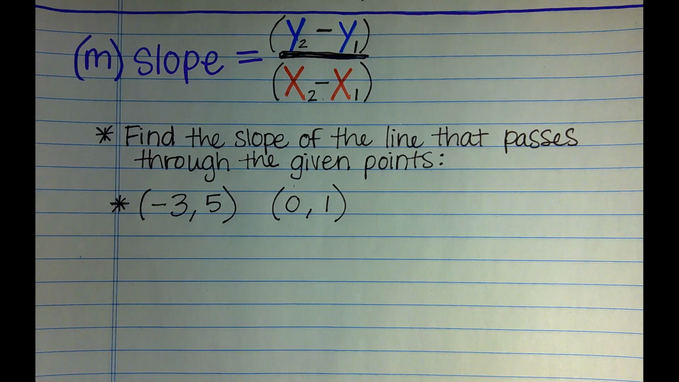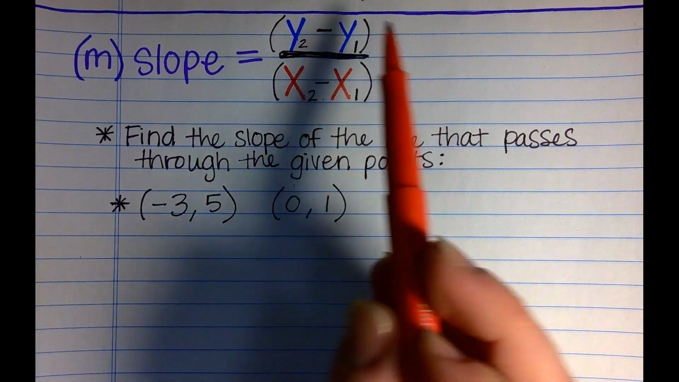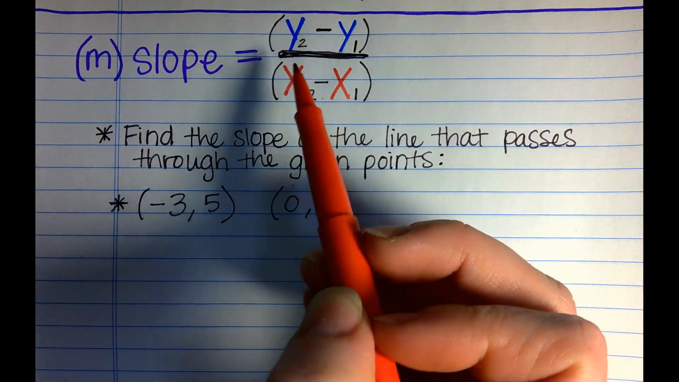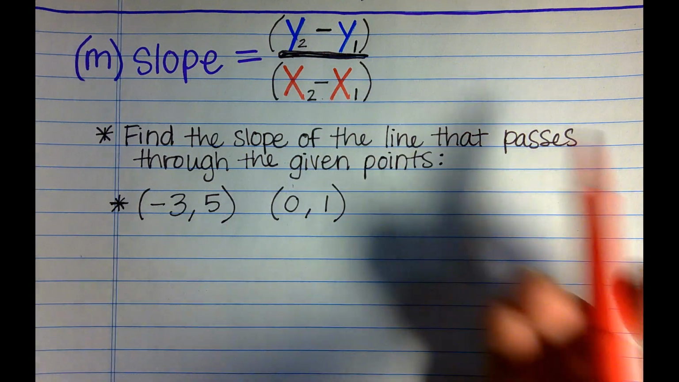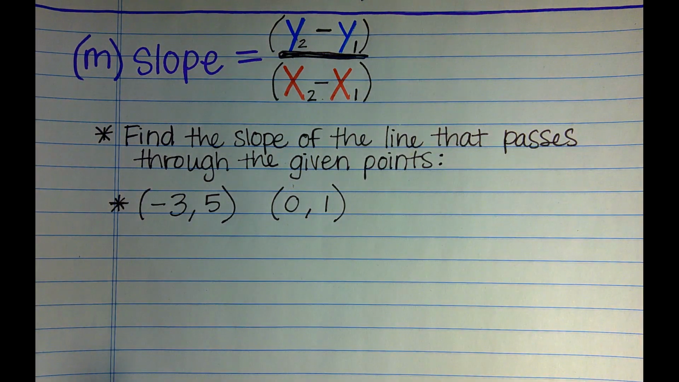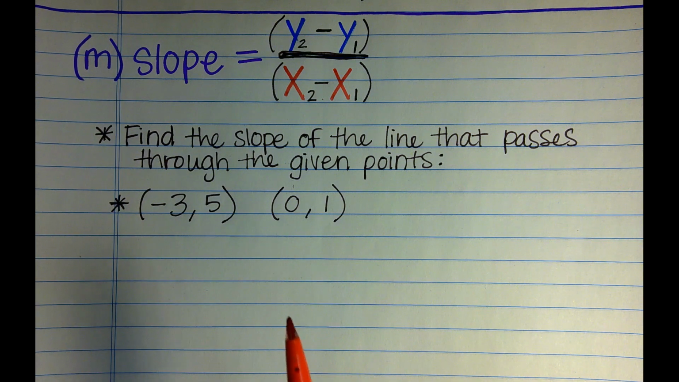So here's our first example. If I wanted to find the slope of the line that passes through these 2 points, here's what I need to do. I want to use this formula here. I have y2, y1, x2, x1. What does that mean? I'm going to show you real quick. So in a coordinate, these are 2 coordinates here. We have 2 different values in each coordinate. There's an x value and a y value.